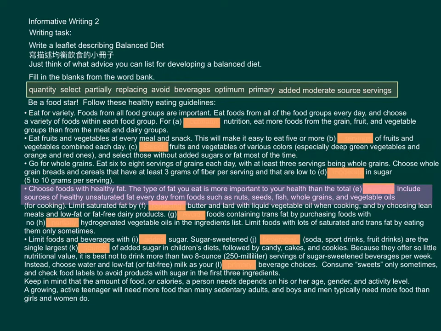Choose foods with healthy fat. The type of fat you eat is more important to your health than the total E. Include sources of healthy unsaturated fat every day from food, such as nuts, seeds, fish, whole grains, and vegetable oils for cooking.